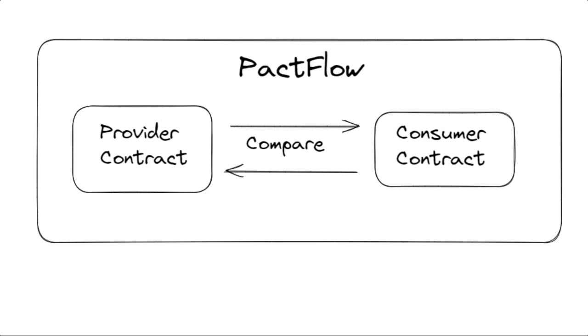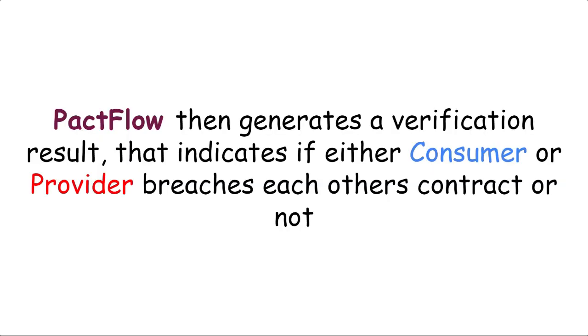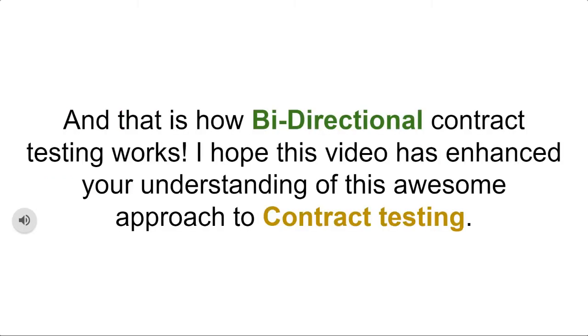After the comparison, pact flow generates a verification result that indicates if either the consumer or the provider breaches each other's contract or not. There you have it. That is how bi-directional contract testing works.